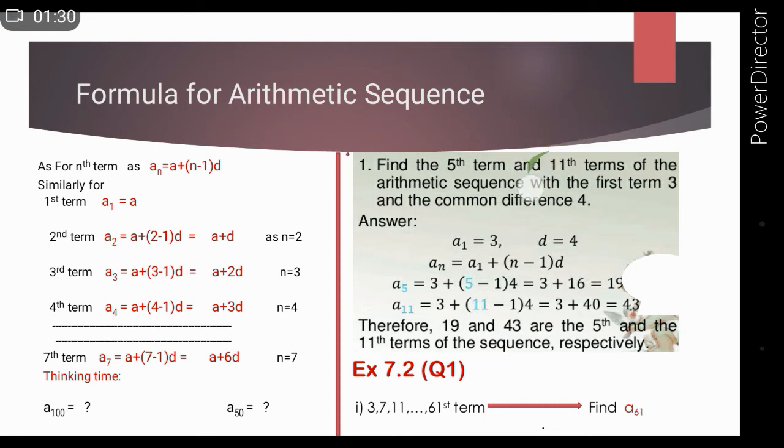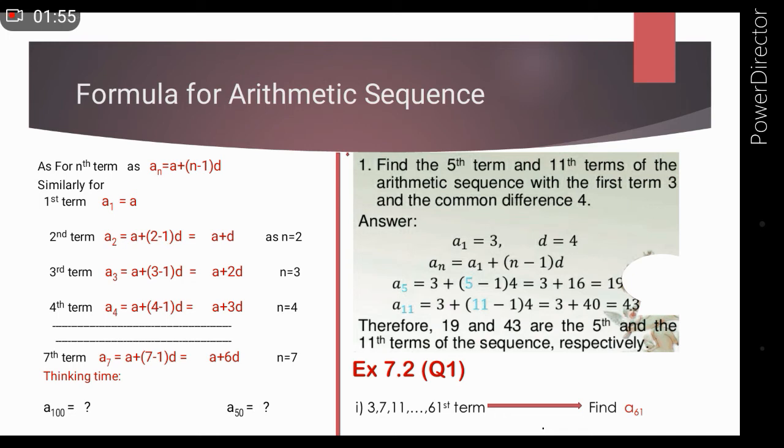Similarly, now we have to find a11. So put n equals 11 in the given formula. So your equation would become a11 is equal to 3 plus 11 minus 1 into 4. And so the fifth term is 15 and the 11th term is 43.